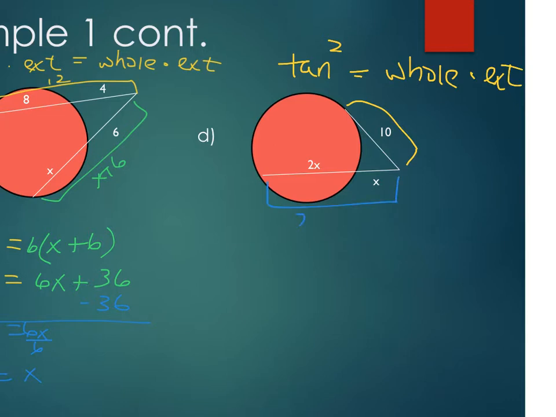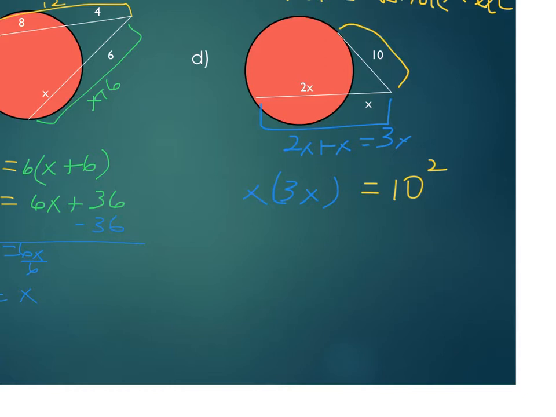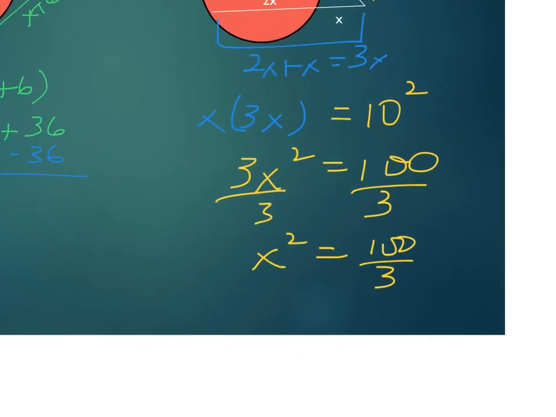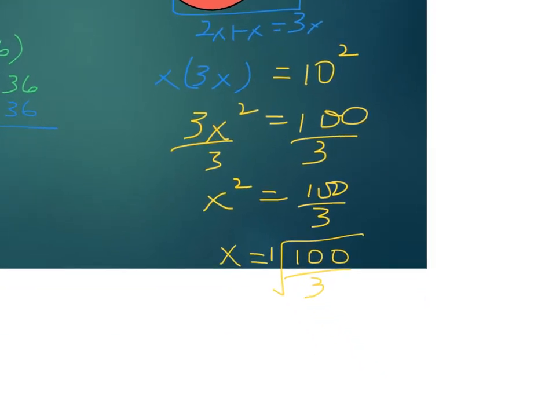So whole is going to be 2x plus x, which is going to give me 3x. So 3x times the external piece, which is x, is equal to 10 squared. So now I get 3x squared is equal to 100. I'm dividing by 3. X squared equals 100 over 3. To solve for x, we have to square root it. And this is plus minus.